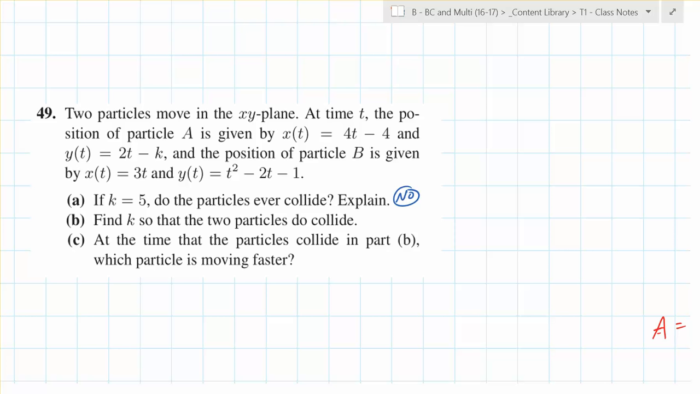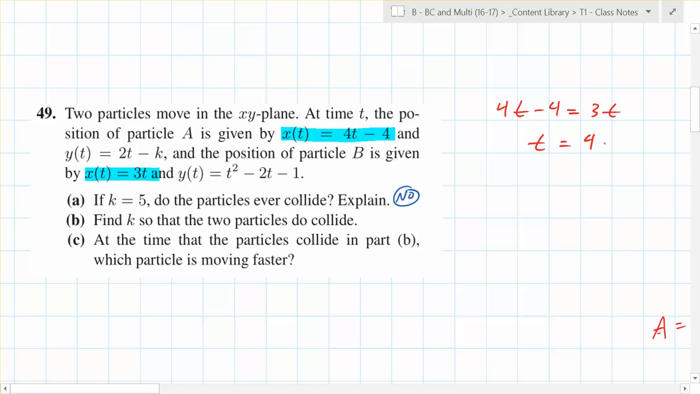You set what equal to each other? The two x of t's, right? If you set those together, what did you get? 4t minus 4 is equal to 3t. So therefore t is equal to what? 4. So the only time the x coordinates are equal to each other is when time equals 4. But you said in this one k equals what?